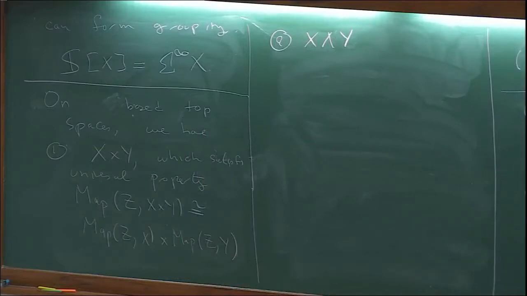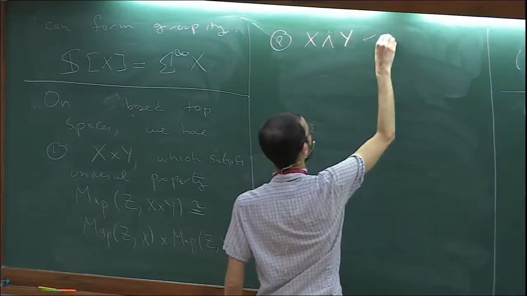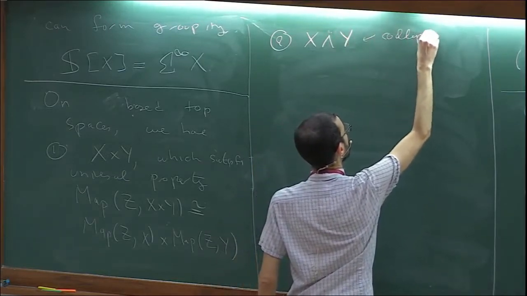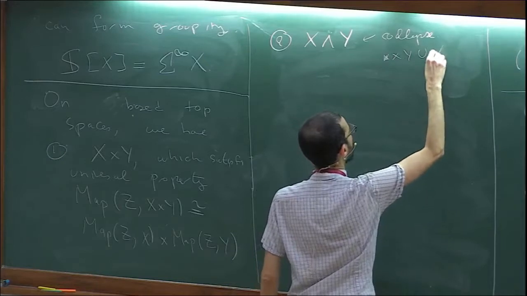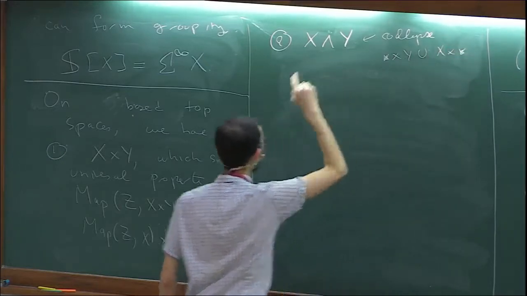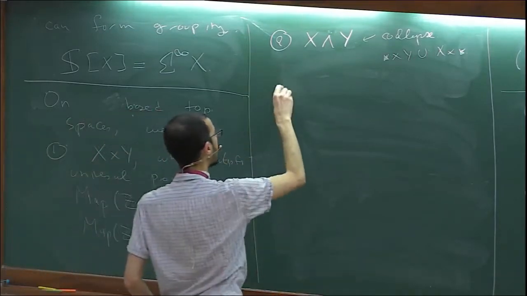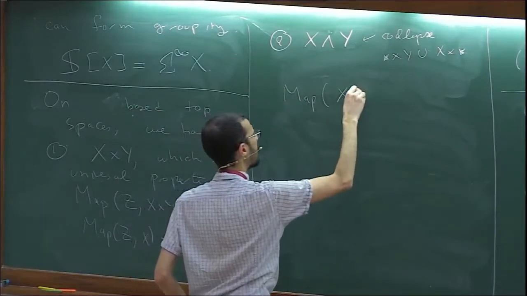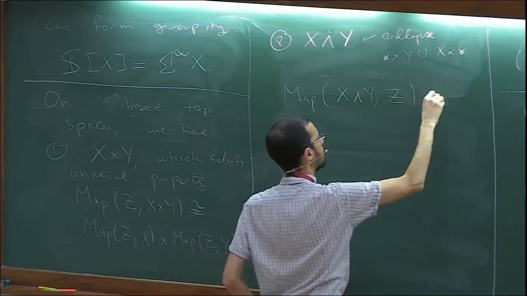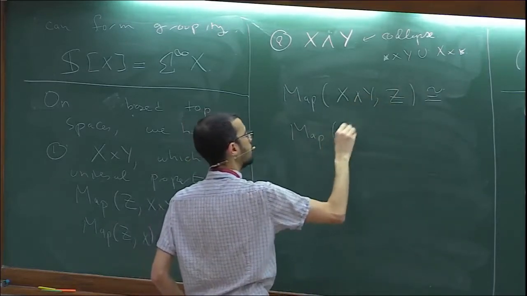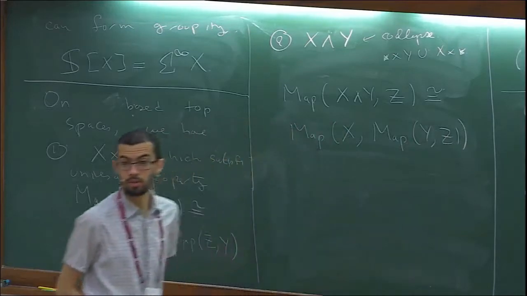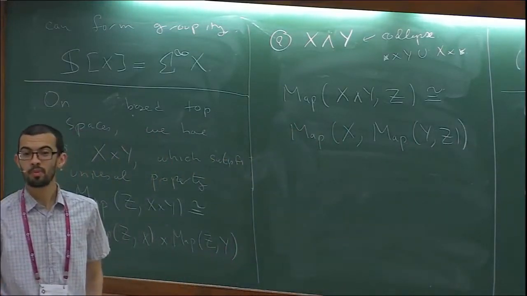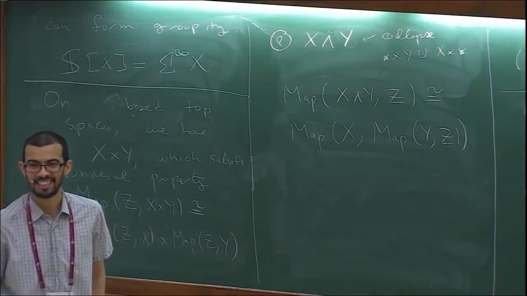And I used the smash product when I talked about suspension. That's the thing where you collapse the base point: collapse the product with base point, collapse base point cross Y union X cross base point. And you could ask, what property does this satisfy? The property that this satisfies is that maps from X smash Y to Z is equivalent to maps from X to maps Y Z. It is adjoint to maps.